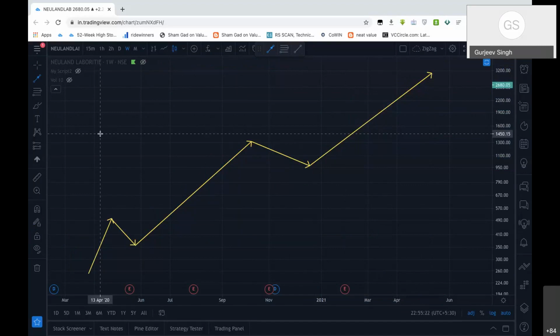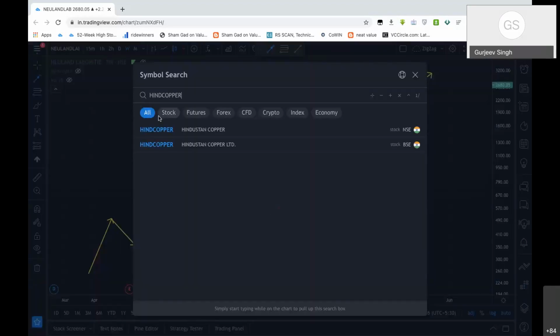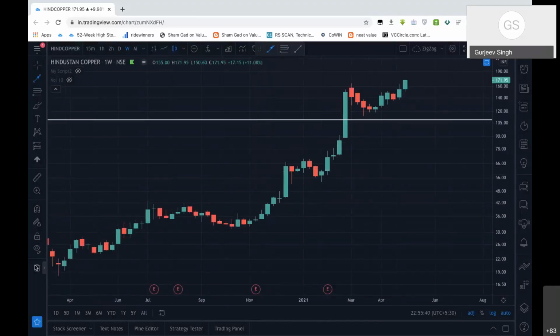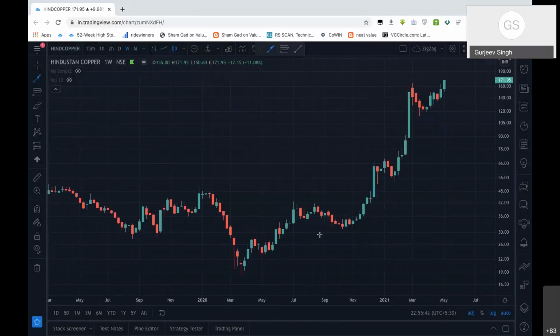Start with any stock you like. First practice. Nobody's going to spoon feed you. Start with any stock you like. Any copper.